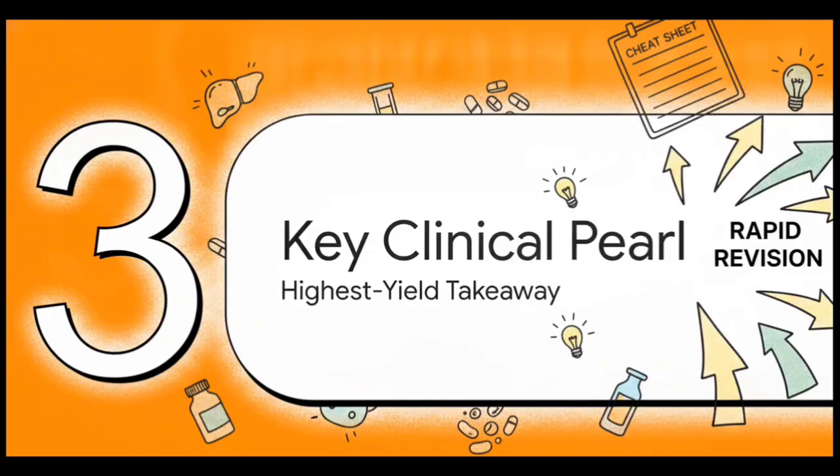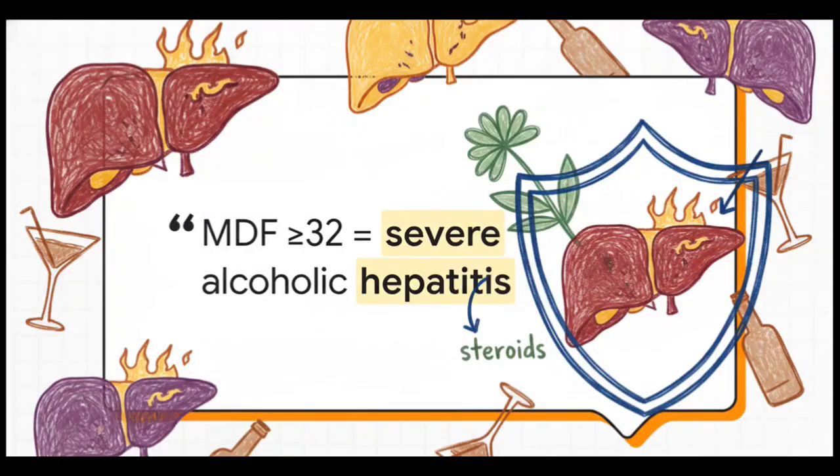Moving right along to Section 3, Key Clinical Pearl, our highest yield takeaway. Let's distill all of this down into your rapid revision cheat sheet. Listen, if you remember absolutely nothing else from this explainer today, I want you to hammer home this one single rule. An MDS greater than or equal to 32 equals severe alcoholic hepatitis. That is the trigger for aggressive management and the consideration of steroids. Never, ever forget that severity threshold.